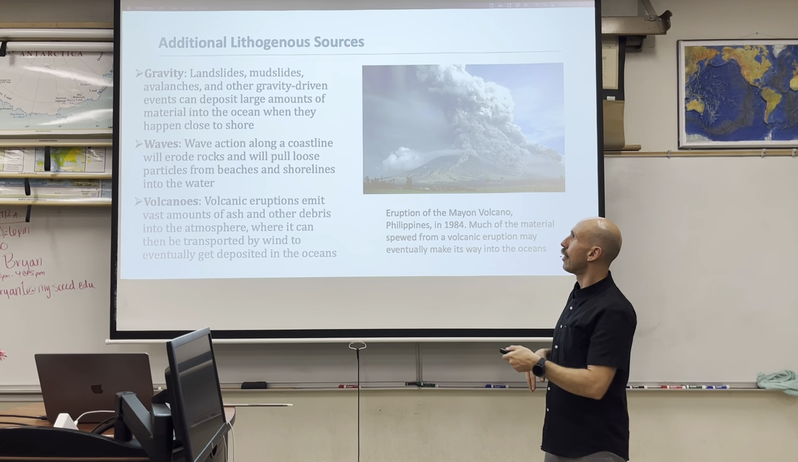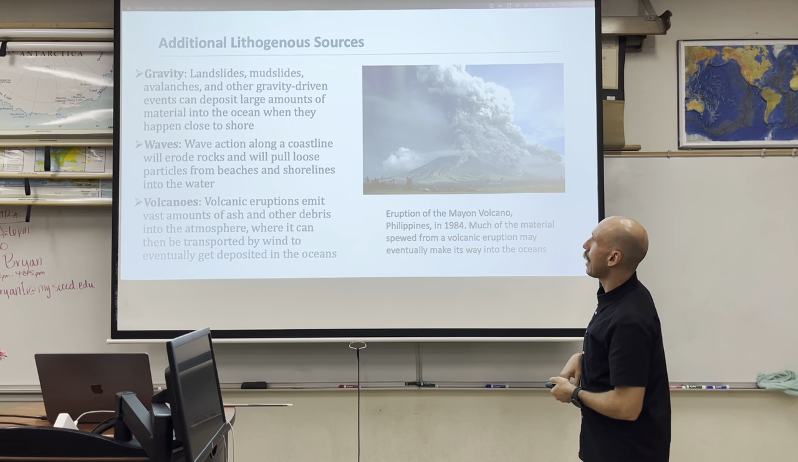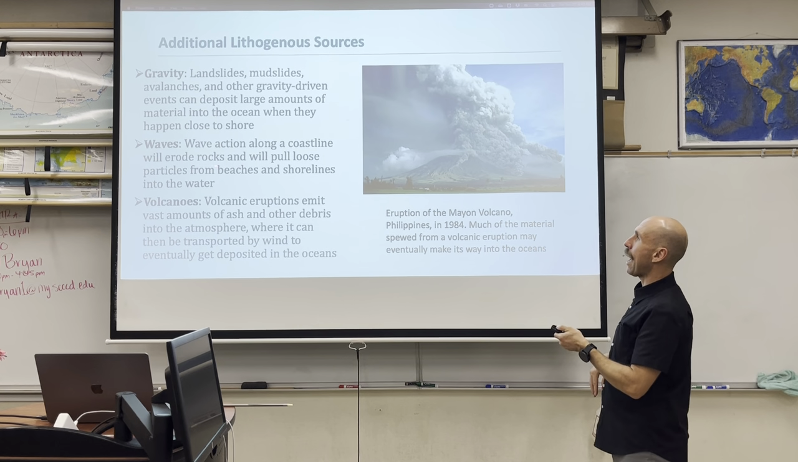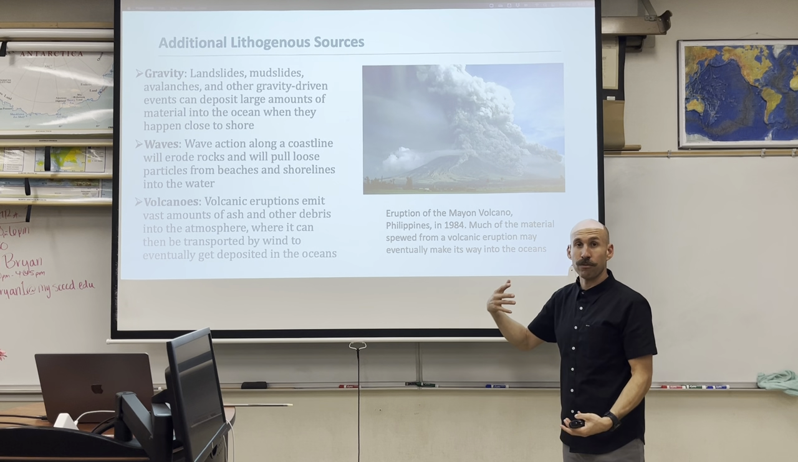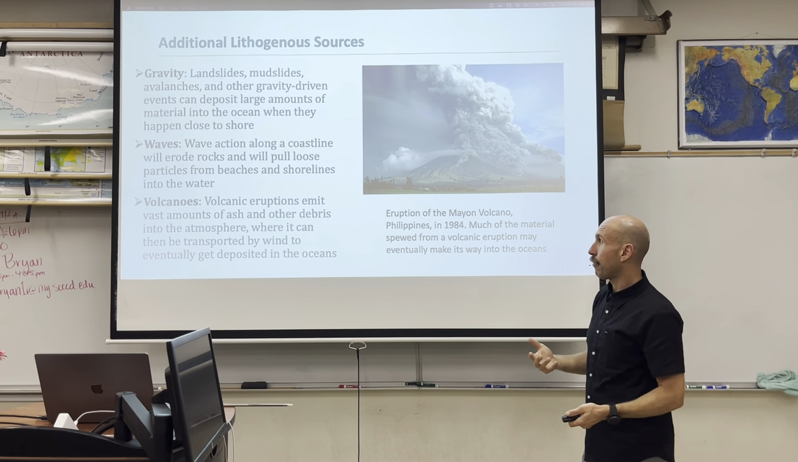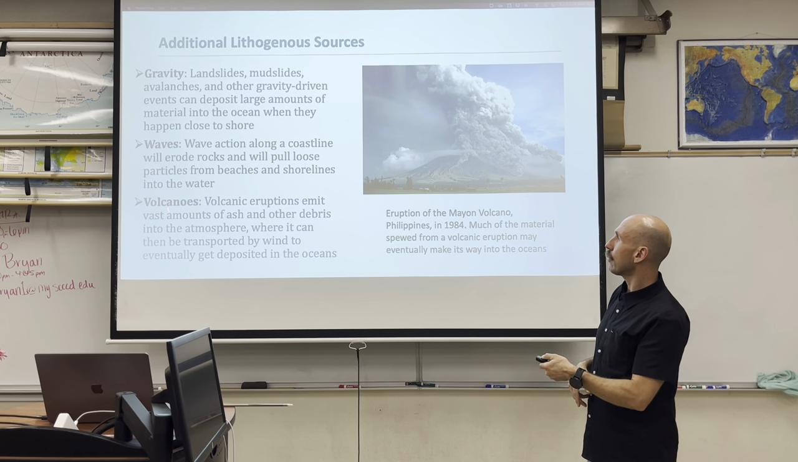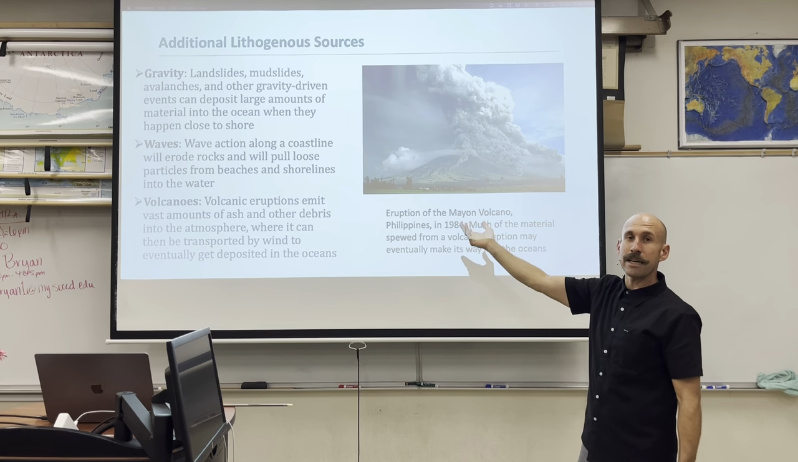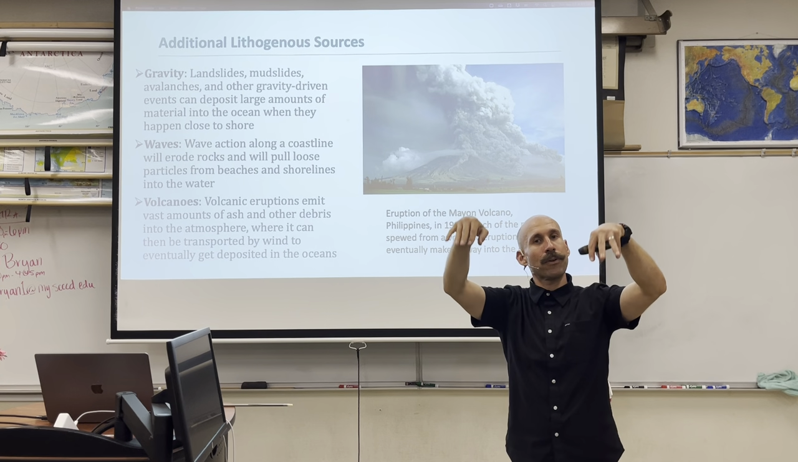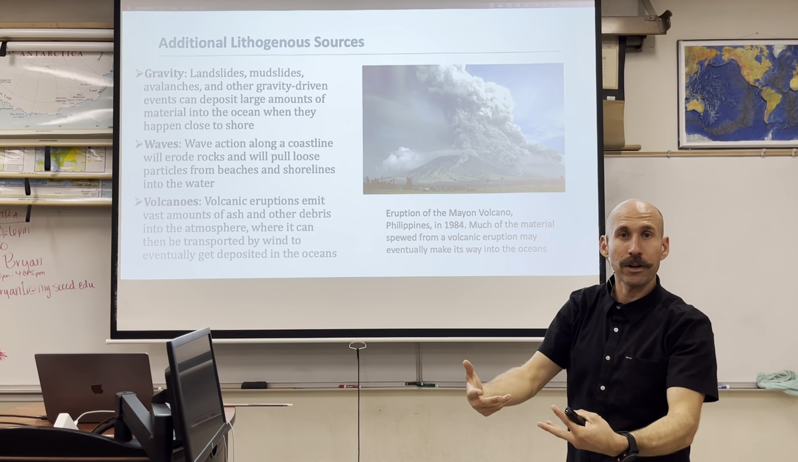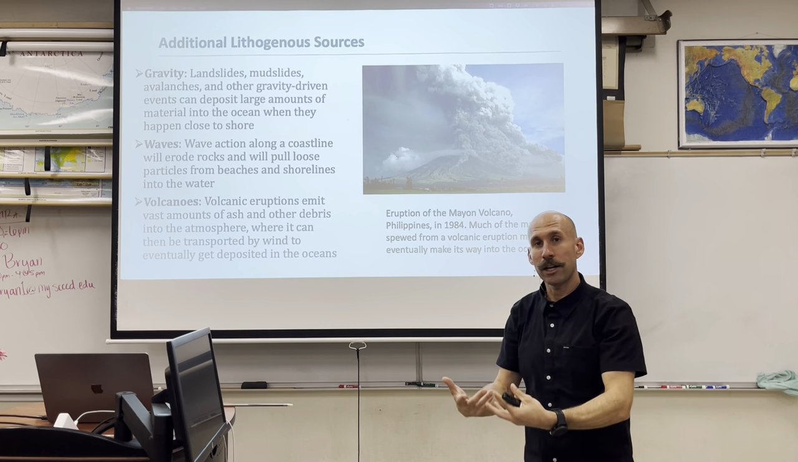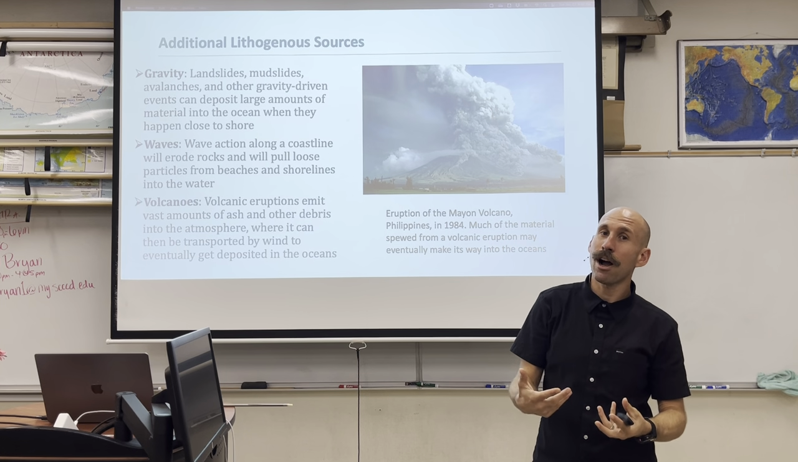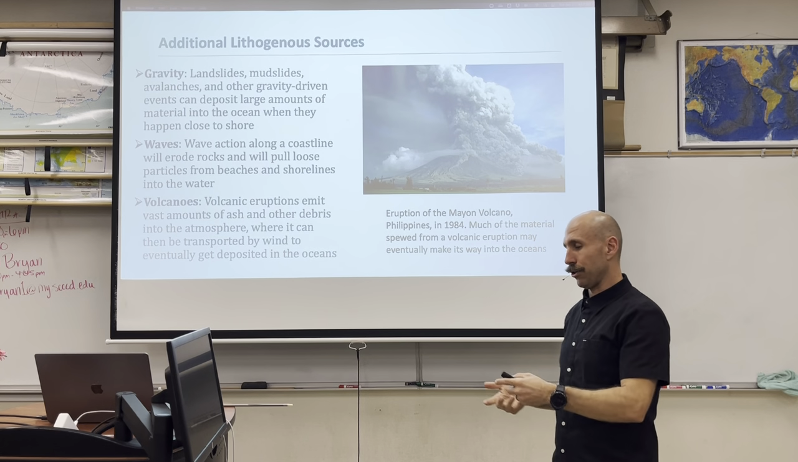Additionally, gravity, landslides, mudslides, avalanches, and wave action along coastlines can erode the rocks that are part of the sea cliff. And then volcanic eruptions can emit ash and dust and debris into the atmosphere that can then rain down, further delivering lithogenous, or broken pieces of rock, to the oceans.